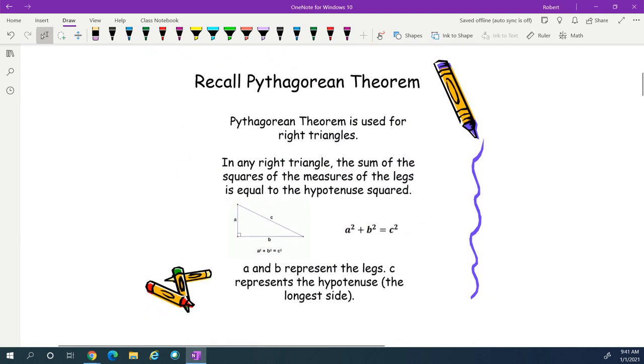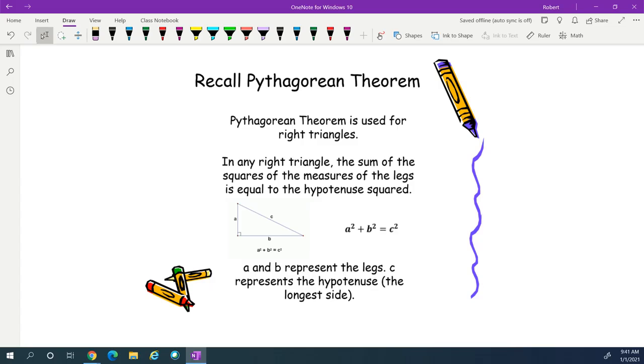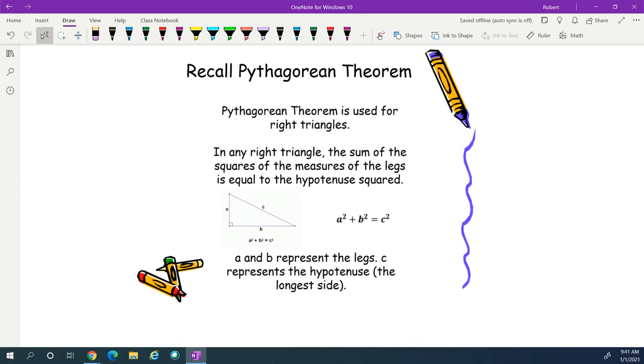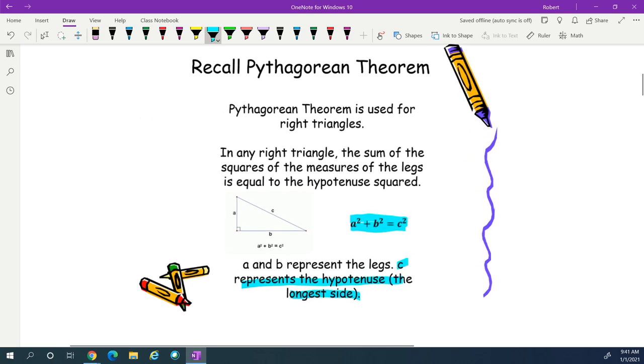The Pythagorean theorem, as we're already very familiar with, is used for right triangles. So in any right triangle, the sum of the squares of the legs equals the hypotenuse squared. We know it as a squared plus b squared equals c squared, where c is the really critical one. C represents the hypotenuse, which by definition must be the longest side of that triangle. And as long as we get c in the correct spot, we can work this out.